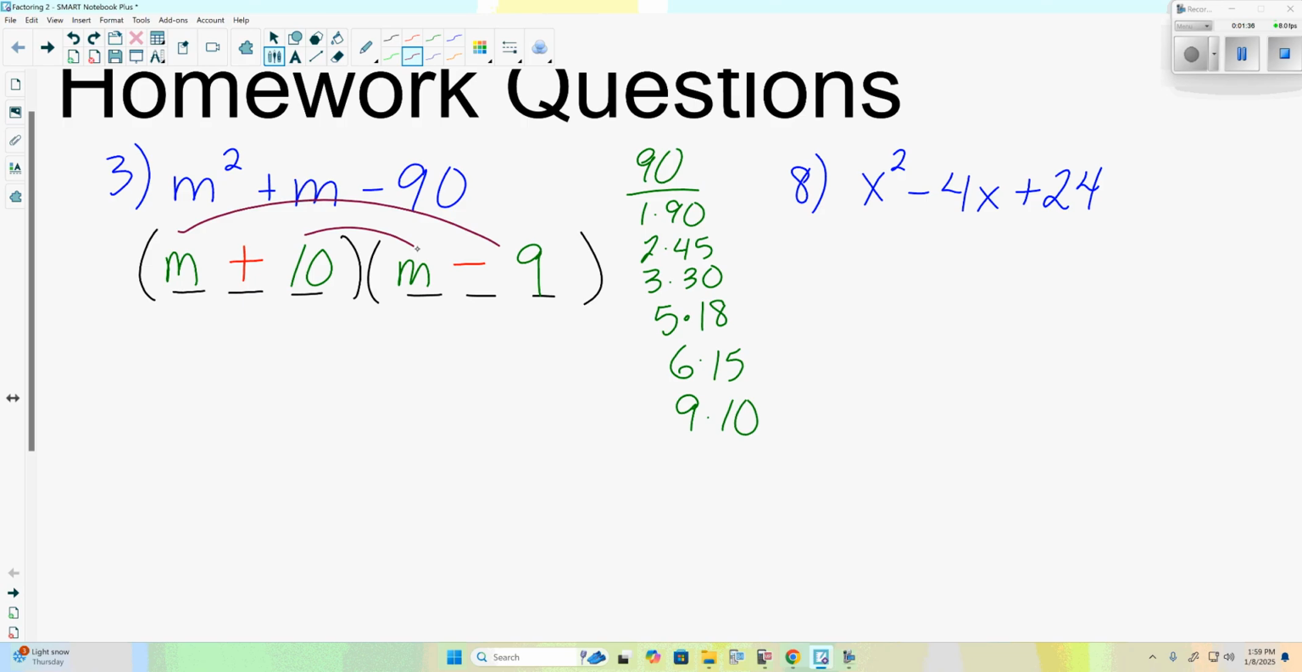And we can check this here. M times negative 9 would be negative 9m. And 10 times m is going to be positive 10m. And negative 9m plus 10m is going to be positive 1m.